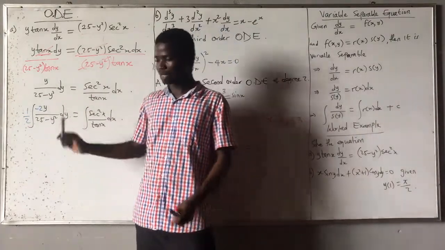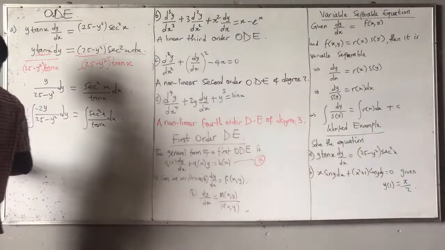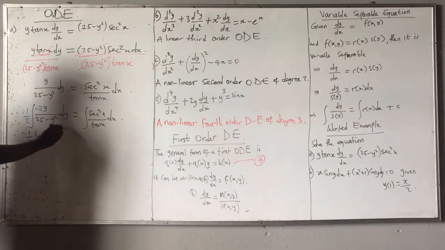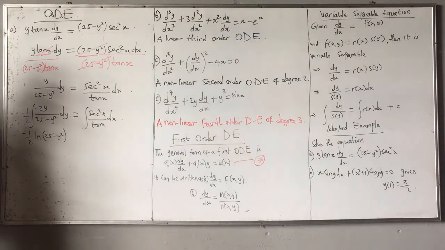But now this one will be equal to minus 1 over 2 ln of what? 25 minus y squared. Do you understand? If you differentiate the down and you get the up, the answer is ln of the denominator. That's one law of integration.